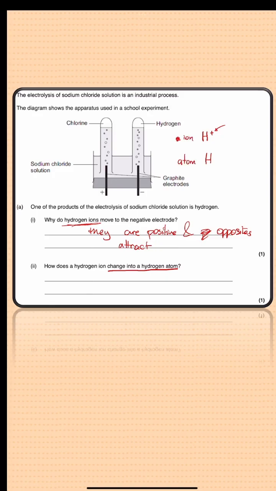So this is a positive ion, so it has too few electrons. It doesn't have enough electrons. I'm going to write that symbol for electrons. To become an atom, it needs to gain electrons. So that happens at the cathode.